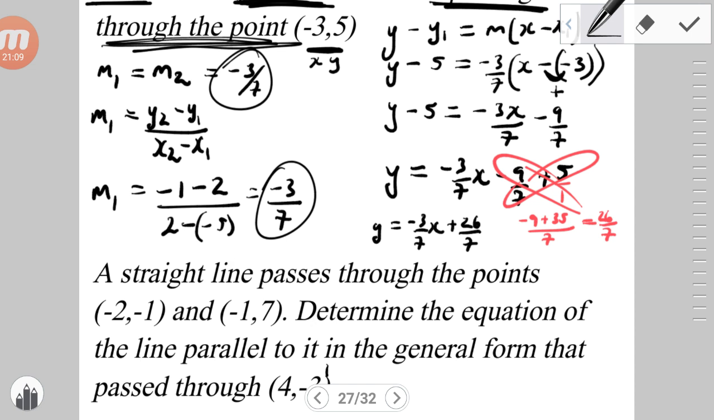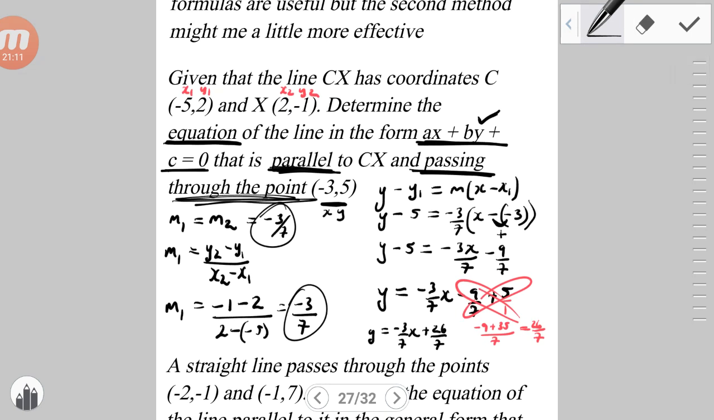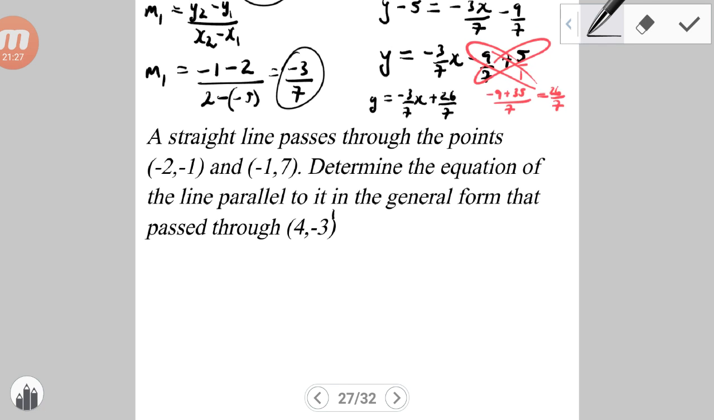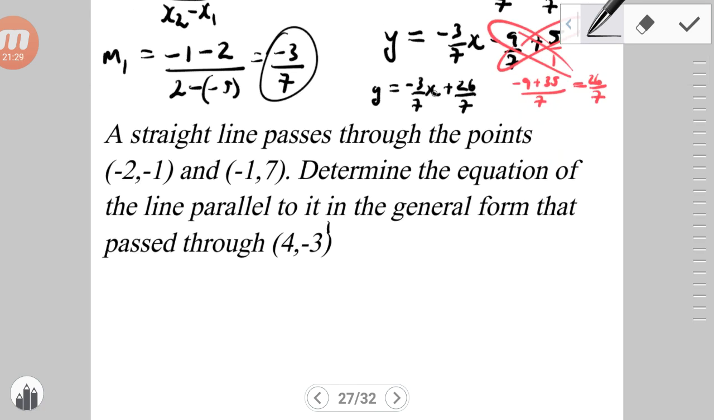Now they did say to us, and if you look, we don't want to get too involved into the question and forget what they've asked for. They did say that we should determine the equation of the line, which we have, but they want it to be in the form ax plus by plus c equals 0. So naturally, shuffle up something here. I'm gonna write it down here, guys. We're gonna shuffle up this thing here and try to get the x, y, and constant on the same side.